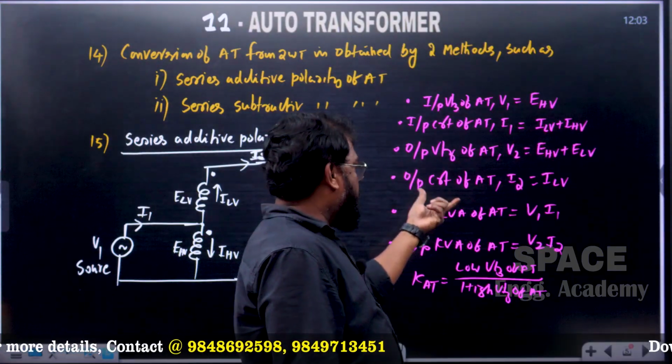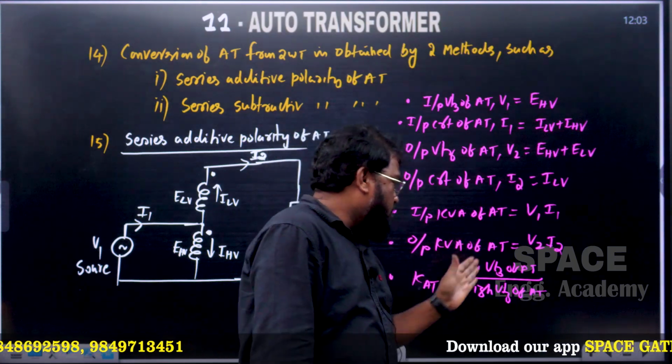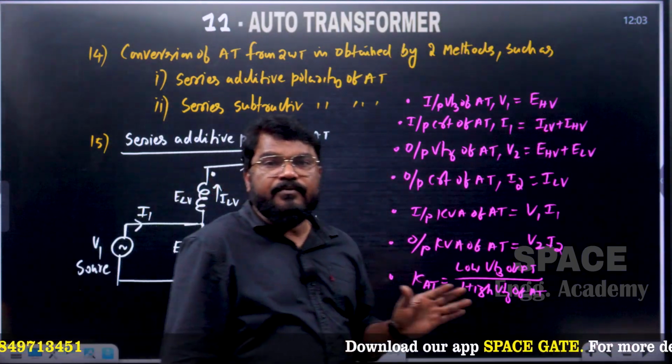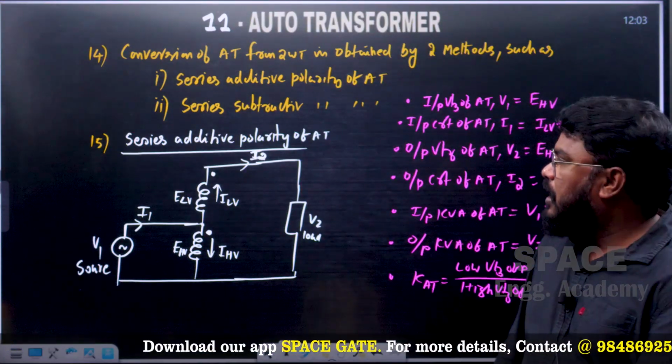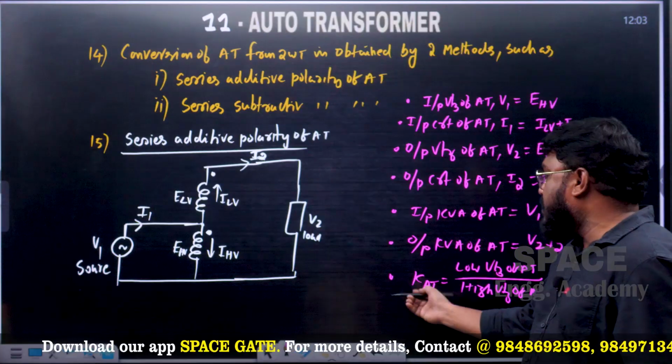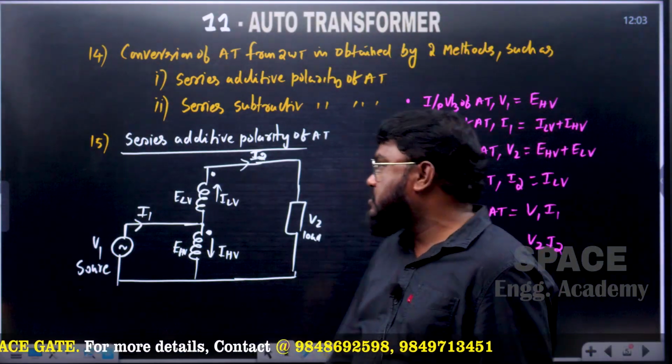Input voltage, output voltage, input current, output current, input kVA of auto transformer, and also output kVA of auto transformer. Always input kVA is equal to output kVA of an auto transformer. But if you find out K, we can find out the induction kVA and conduction kVA of auto transformers.